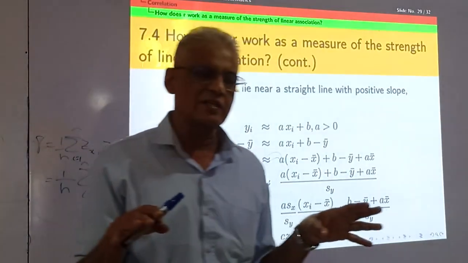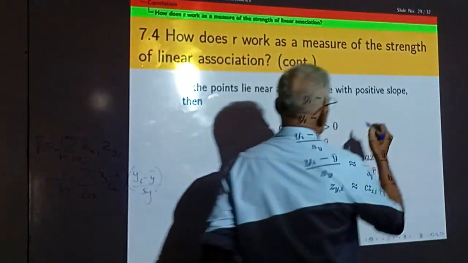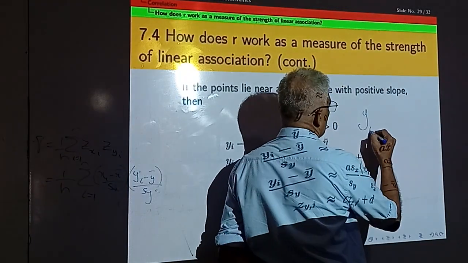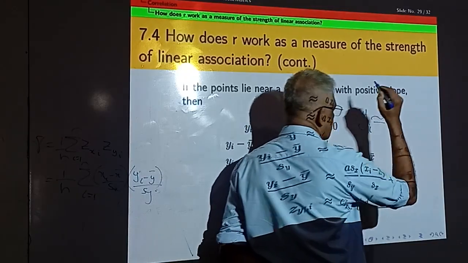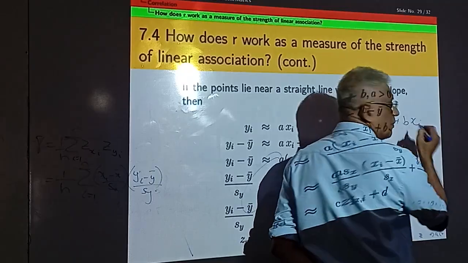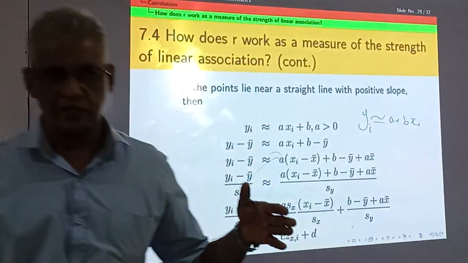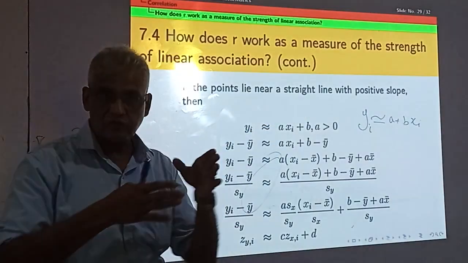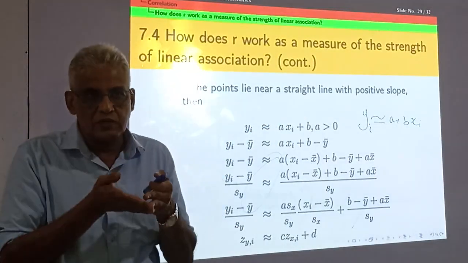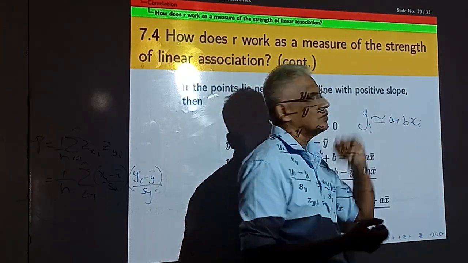So the general idea is, if there is a strong linear relationship, we should be able to write down y_i values approximately equal to a plus b x_i for some a and b, right? Because if there is a strong positive linear relationship, the (x, y) points must be close to a straight line. So therefore we should be able to write down y_i as approximately equal to this.